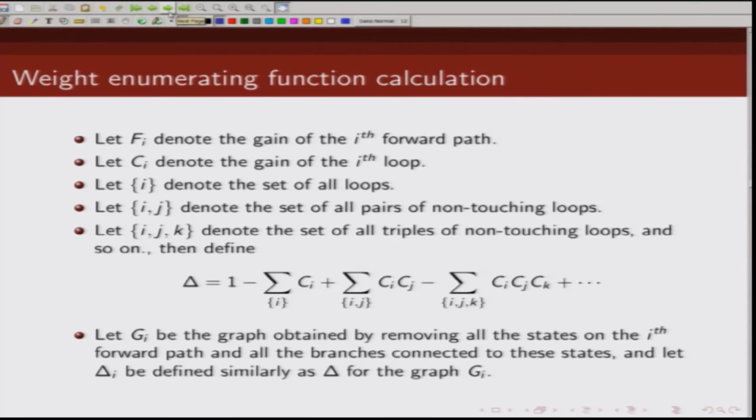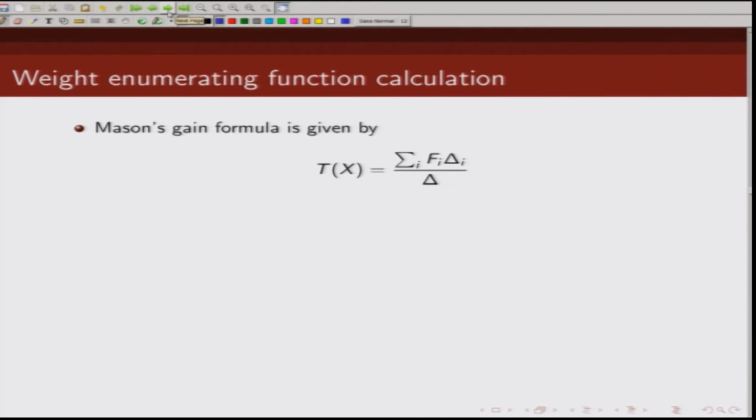We define our graph that is obtained after we remove all states belonging to the ith forward path by G sub i. So, G sub i is basically the graph remaining after we remove the ith forward path, and the delta corresponding to this modified graph will be denoted by delta i. So, the Mason gain formula then says that the generating function for this convolutional encoder can be given by this expression.